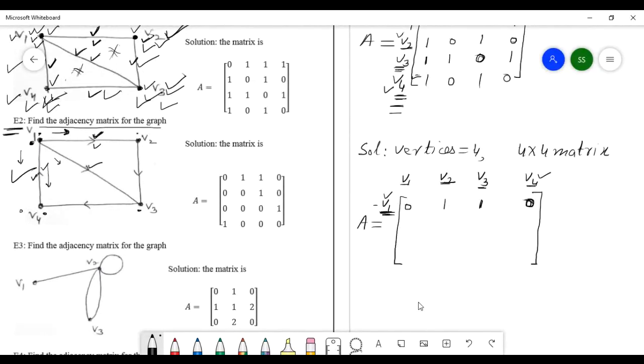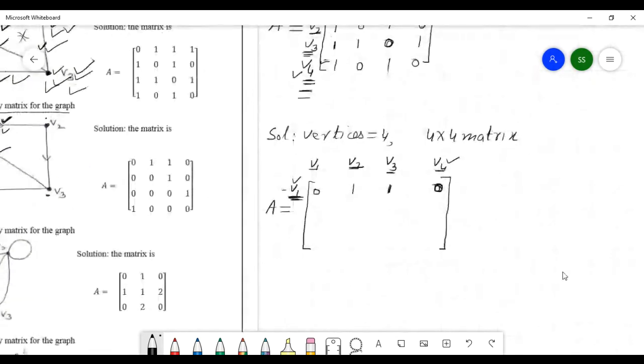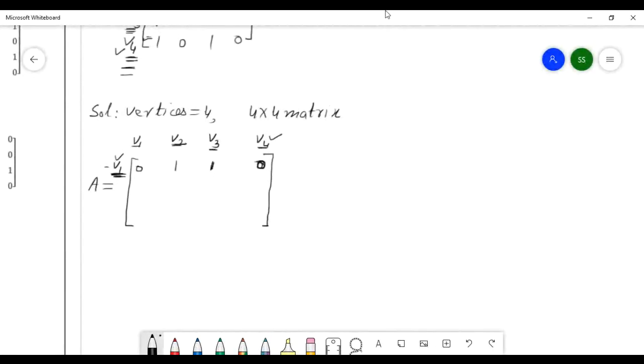Okay, do you understand? See, here V1, and here V4. You start from V1 and go to V4, going this way, and the arrow is this way, so no edge. If the arrow is this way, then the edge is present. But you start from V1 and go this way, while the arrow is this way, so no edge, here 0. Right?